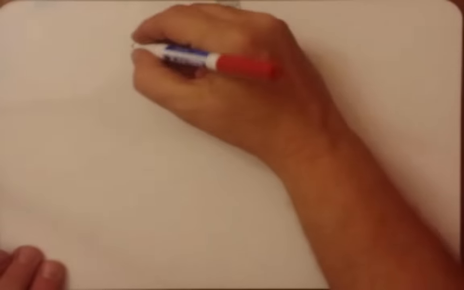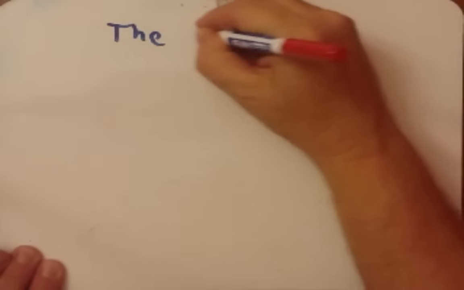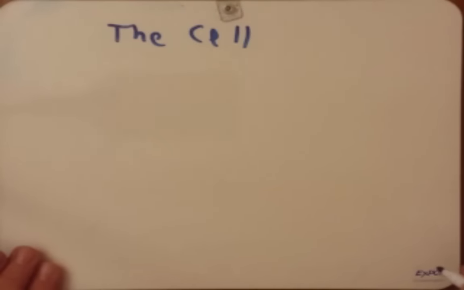Hello and welcome everyone. In this podcast we're going to talk about the cell. We're going to talk about special characteristics of the cell. We're going to talk about what makes certain cells different from other cells. We're going to talk about the function of cells, the function of things that occur in the cell.